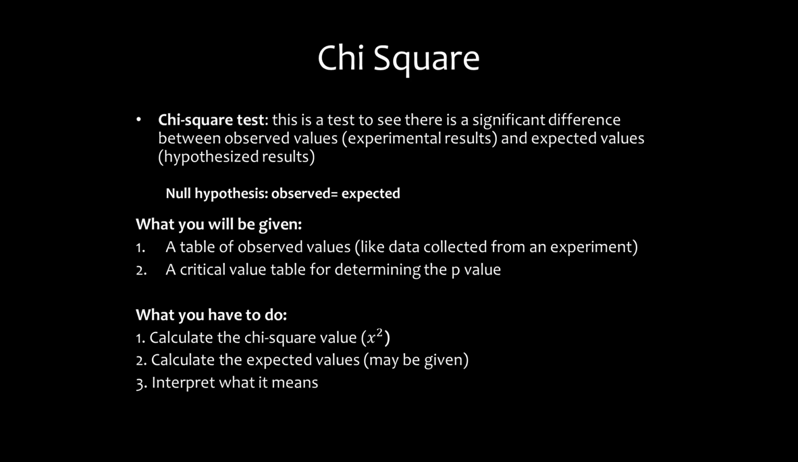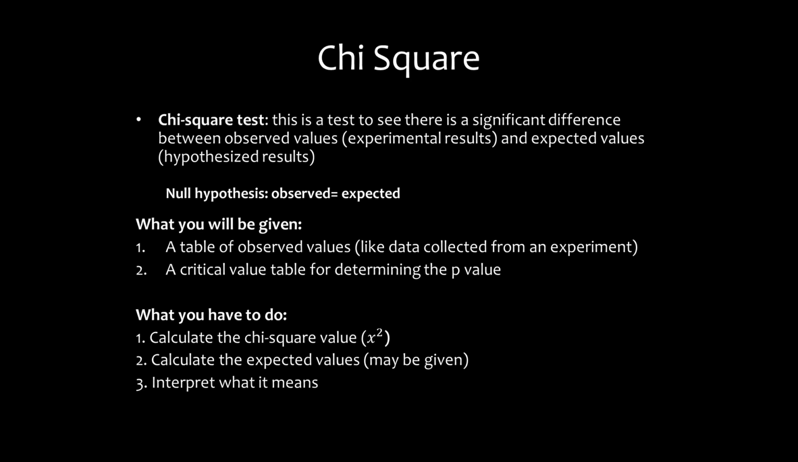Use chi-square. So I'm not going to go into the detail of the statistical background for chi-square, but you should know that when you create a hypothesis, or the hypothesized results, we call that the null hypothesis. And that is, in this case, that the observed values, the values that we actually collect down the field, equal the expected. And we're going to look and see whether or not that's true or not based on the table of observed values that we're given.